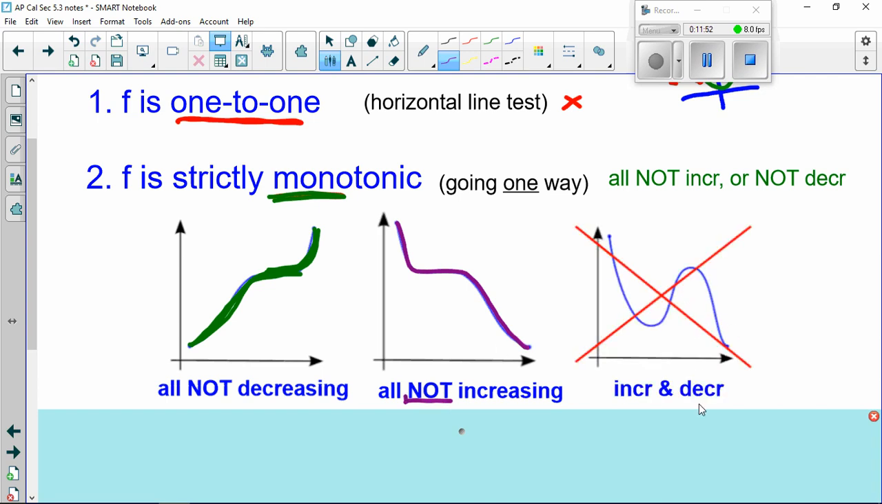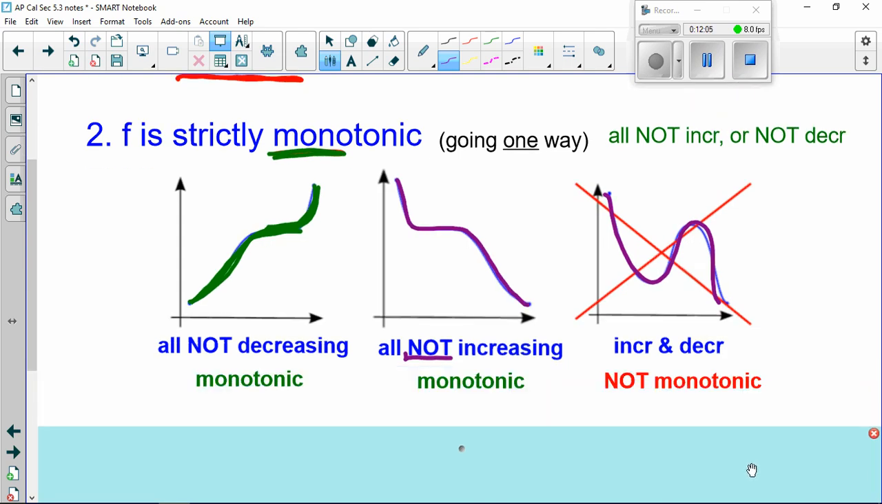Now this last one is what most functions that we've dealt with are. They are increasing and decreasing. So this switches from decreasing to increasing to decreasing. So that is an example of something that is not monotonic. Okay, so that's the idea.